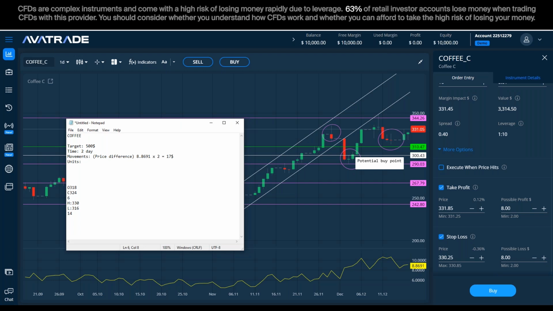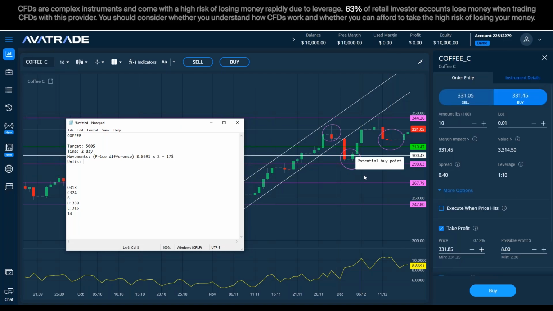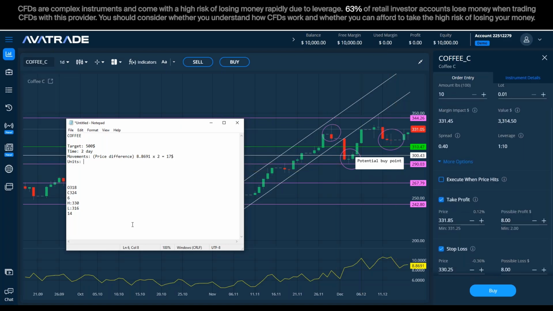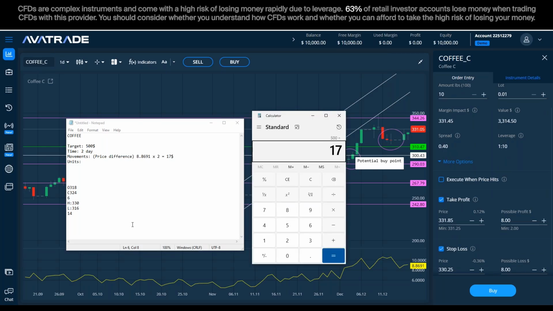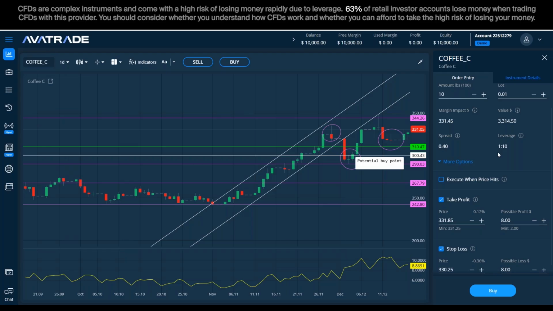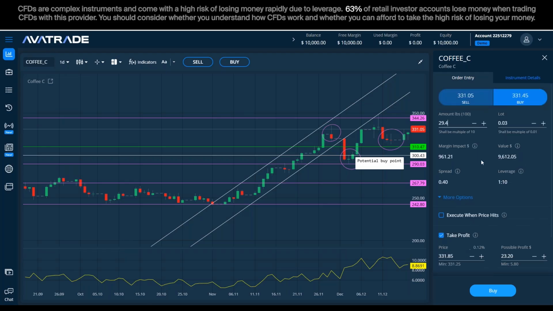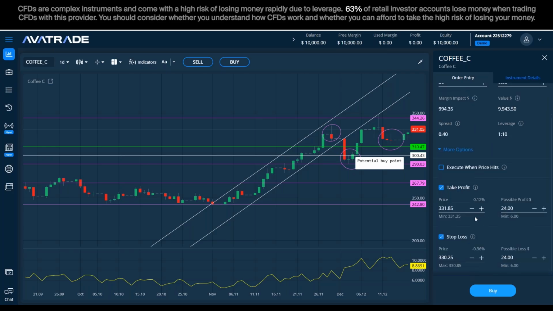Now, the next thing that we would like to write down is the units. Units also are interpreted to lot size. So to know the necessary units that I need to make 500, all I have to do is divide 500 by 17, and then I immediately see that I need 29.4. The problem is that if I try to set 29.4 here, it's not something that I can do because the increments here are per 10. So I can just quickly round it to 30 and it will work.